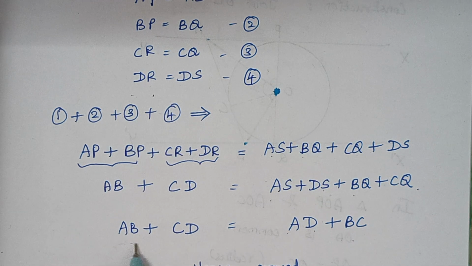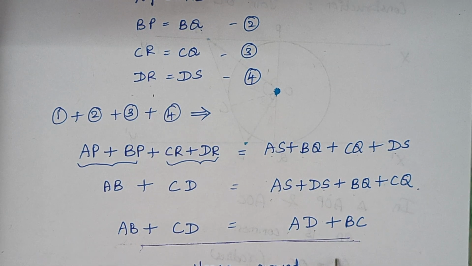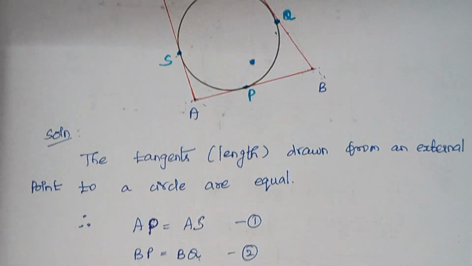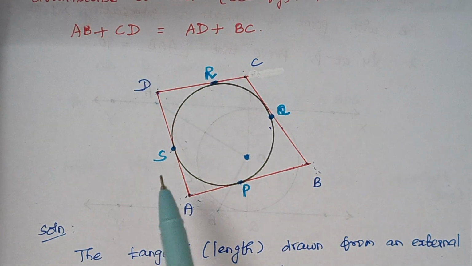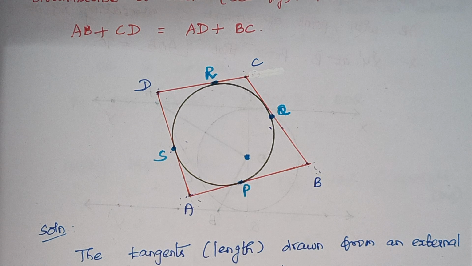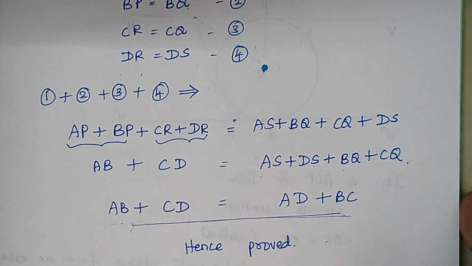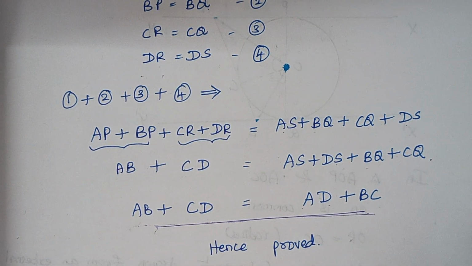So finally, this is the thing what we have to prove, right? Check, you see, AB plus CD is equal to AD plus BC. So here we are finally having the same expression. Therefore, we have proved this, right?